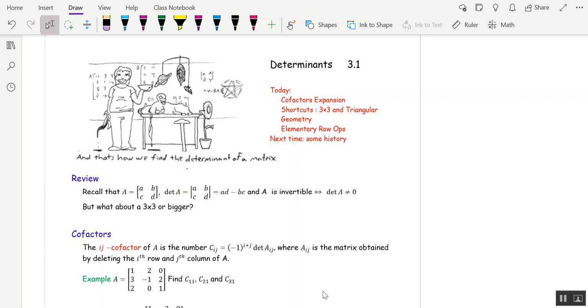Welcome to section 3.1. Today we're going to learn how to find the determinant of a matrix, and this can be a rather mysterious process. However, we're going to start with what we know.